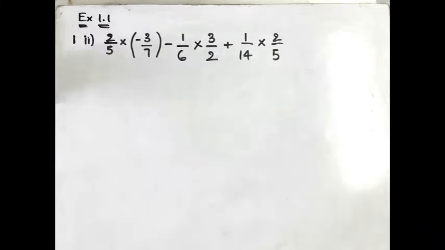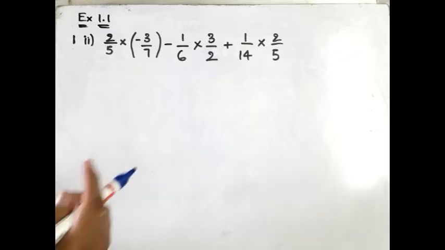So to verify the properties which we have discussed and to understand how to use them, I am taking exercise 1.1, first Roman, second question. If you observe this, you will be able to know how to use the properties and why the need of using properties came into existence.